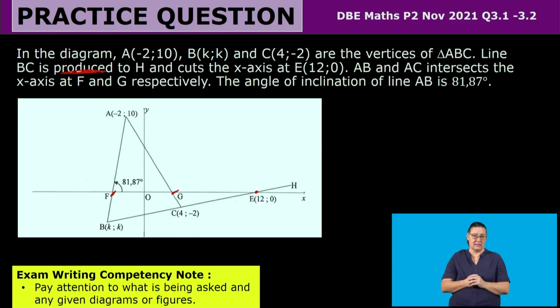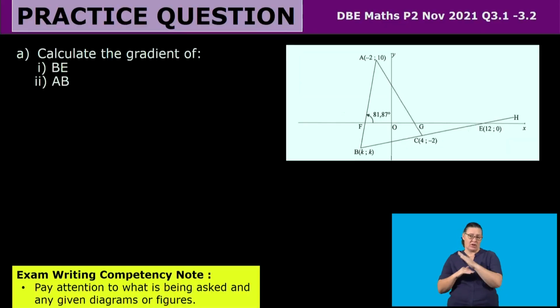The angle of inclination, importantly, they've told you information about angle of inclination. Angle of inclination of AB is 81,87. That's very important, because if they've given you the angle of inclination, it means you can work out the gradient of the line without having the coordinates of B. Because remember, tan of theta is equal to the gradient. Okay, let's have a look at what the first question says. And indeed, the question is part 2 here, asking for the gradient of AB.